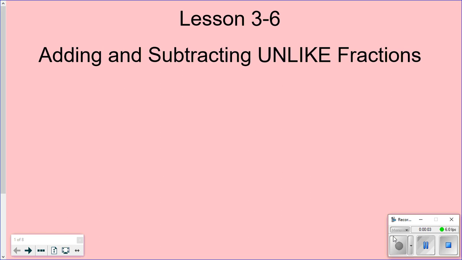This is lesson 3-6. This is the last lesson of the chapter, and it's adding and subtracting unlike fractions. The other day we did like fractions. Unlike means the denominators are not the same.